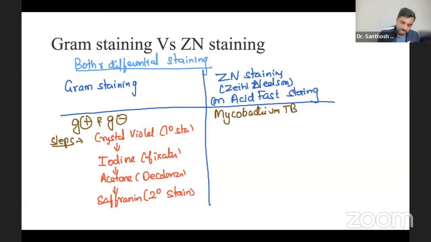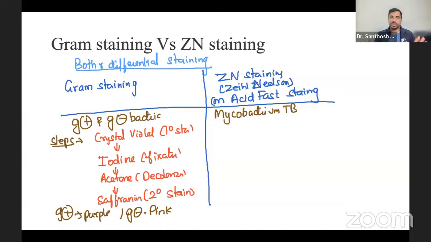It differentiates gram positive and gram negative bacteria. So how would the gram positive bacteria look? Purple color. The gram negative will look pink or red color. Pink is the better name, or red, doesn't matter. It almost looks like pink only.